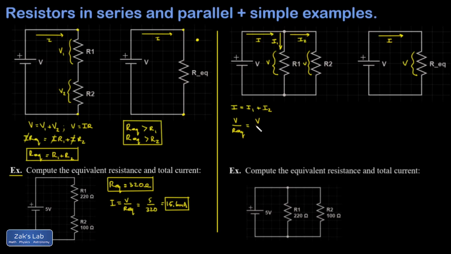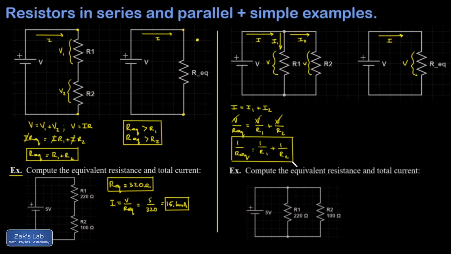I1 is going to be V over R1, and I2 is going to be V over R2. The V's are the same for all three, and those cancel, and I immediately arrive at my formula for the equivalent resistance of a parallel combination.